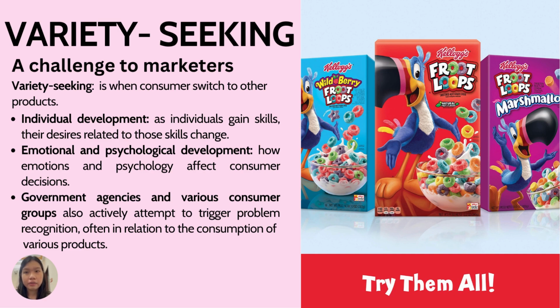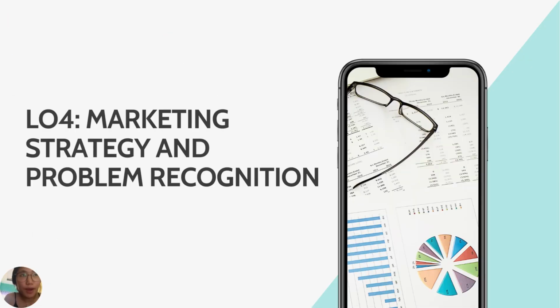And the last one is government agencies and various consumer groups, which also actively attempt to trigger problem recognition, often in relation to the consumption of various products. For example, the warning labels on alcohol and cigarettes are two examples of these efforts, as are anti-smoking campaigns and campaigns that stress the danger of drinking and driving, which alert consumers to limit their consumption of products like alcohol or cigarettes. So this is my part, which is marketing strategies and problem recognition.